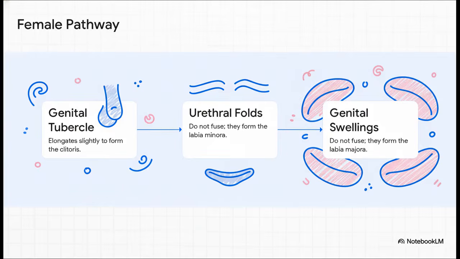So what happens in the female pathway without that strong androgen signal? Well, those same three structures just take a different route. The genital tubercle only grows a little bit to become the clitoris. The urethral folds don't fuse at all, and they become the labia minora. And the genital swellings also stay separate, forming the labia majora.